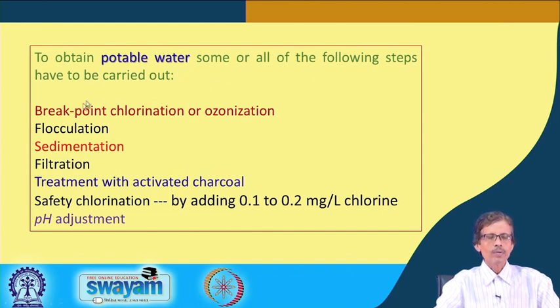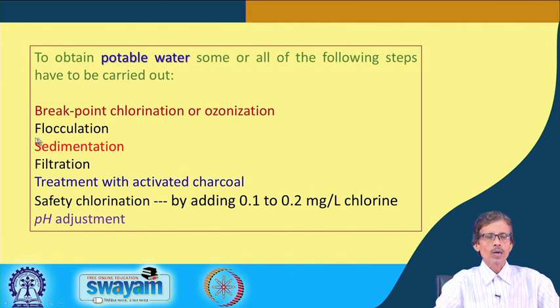We can have several techniques. The most important technique is chlorination or ozonization. Chlorination and ozonization are very important because they can kill the bacteria or germs present in the water, and also some organic materials which can be killed due to chlorination. That means chlorine can also be utilized for the oxidation process.